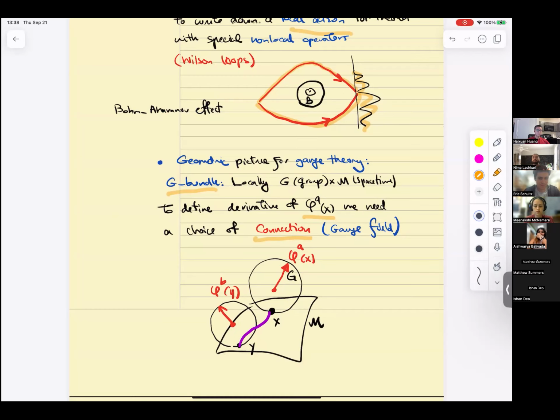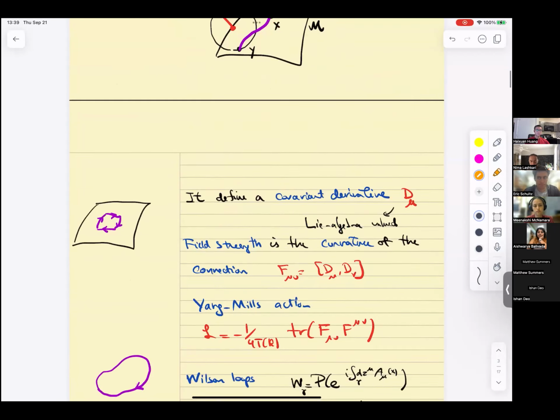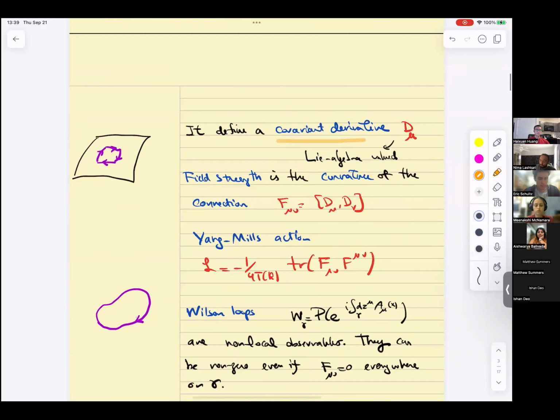So from the geometric perspective, gauge fields are somewhat imposed on you, right? Because you want to write down derivatives that are transforming covariantly. So a particular choice of a connection gave us a covariant derivative. This is, in full generality, Lie algebra valued. And then we said field strength is really nothing but the curvature of this connection.